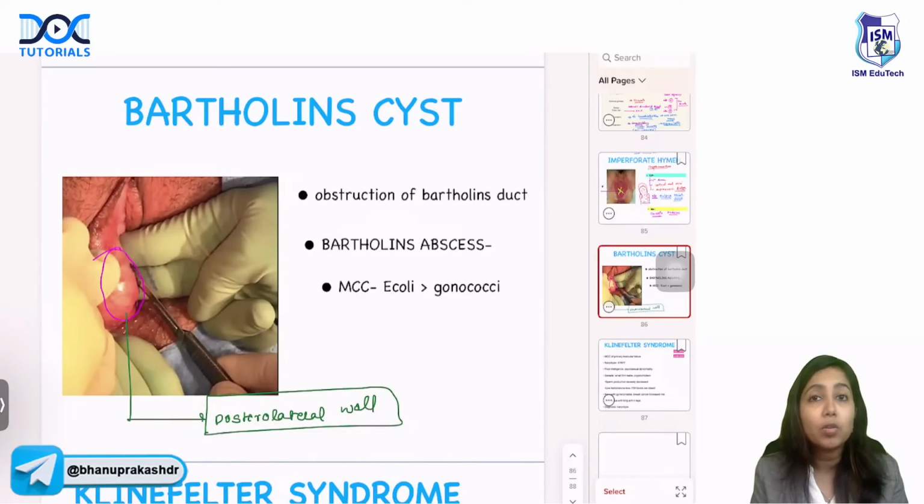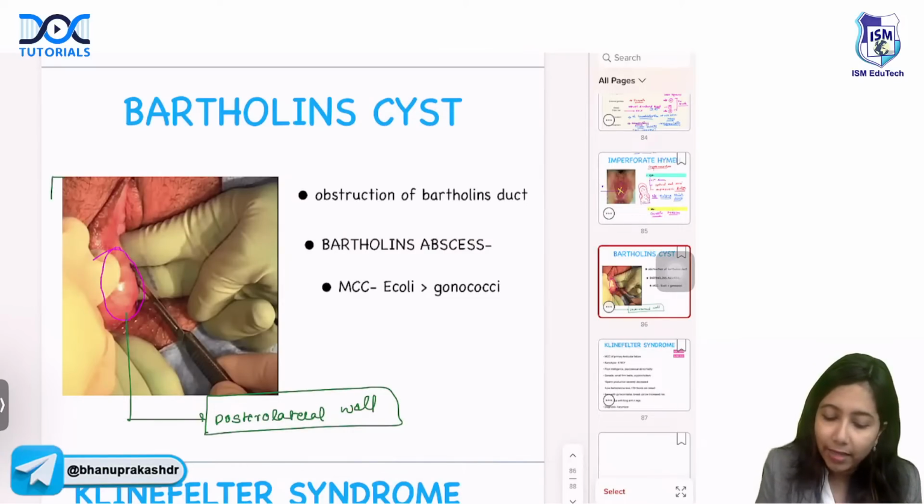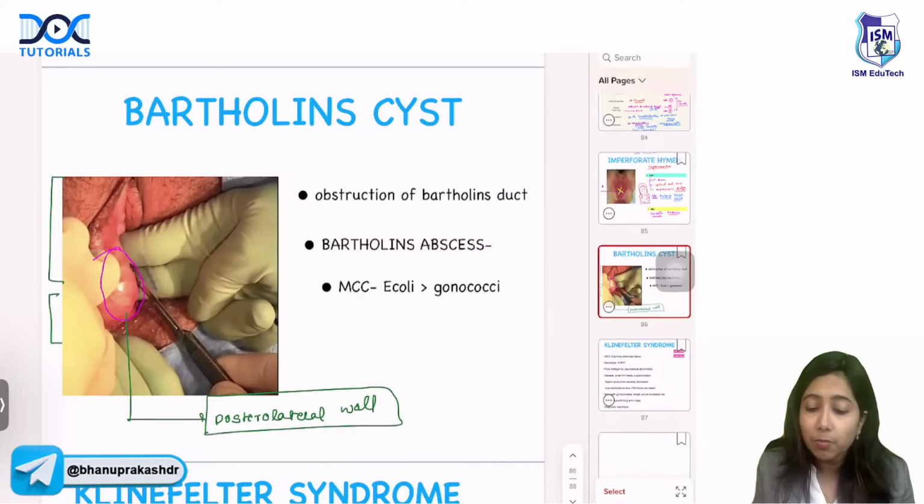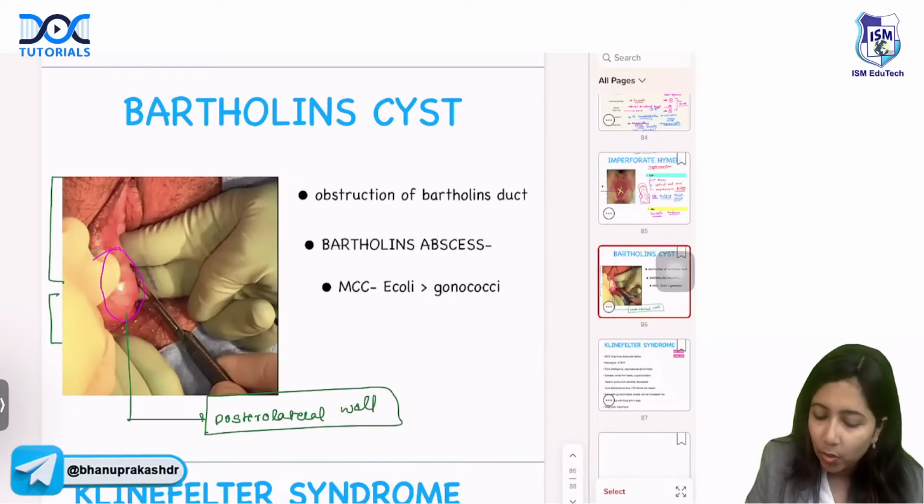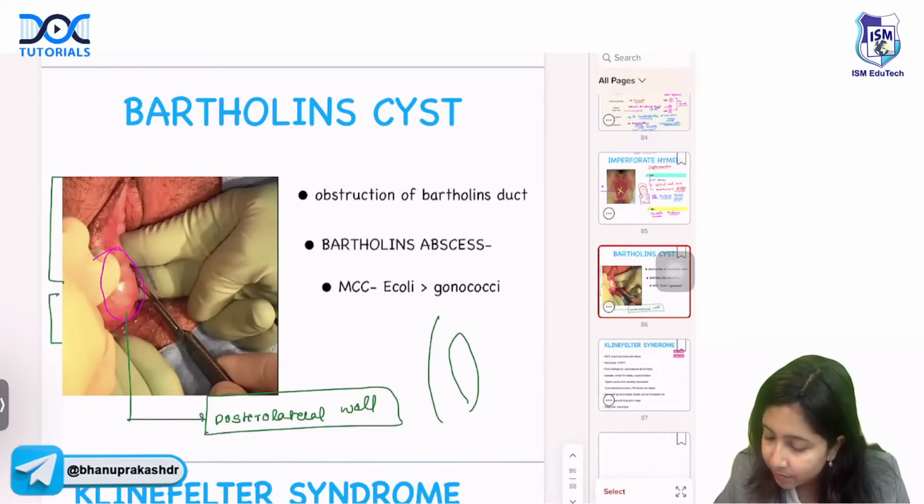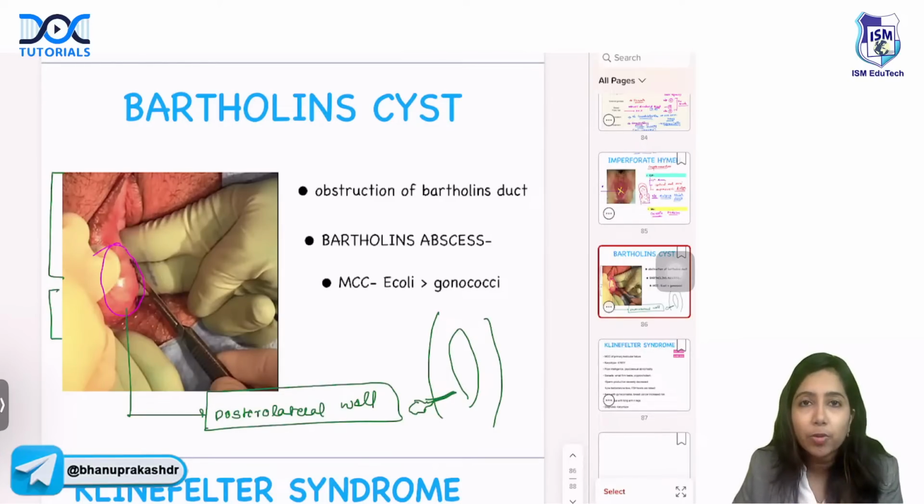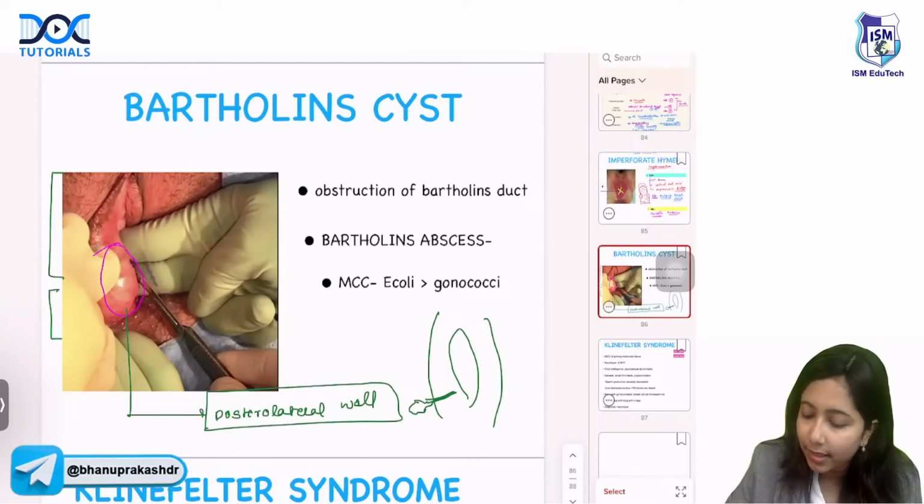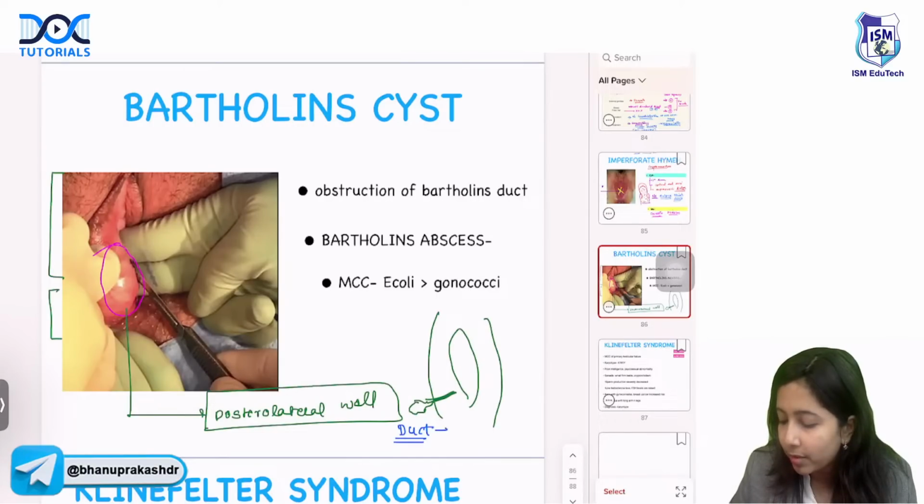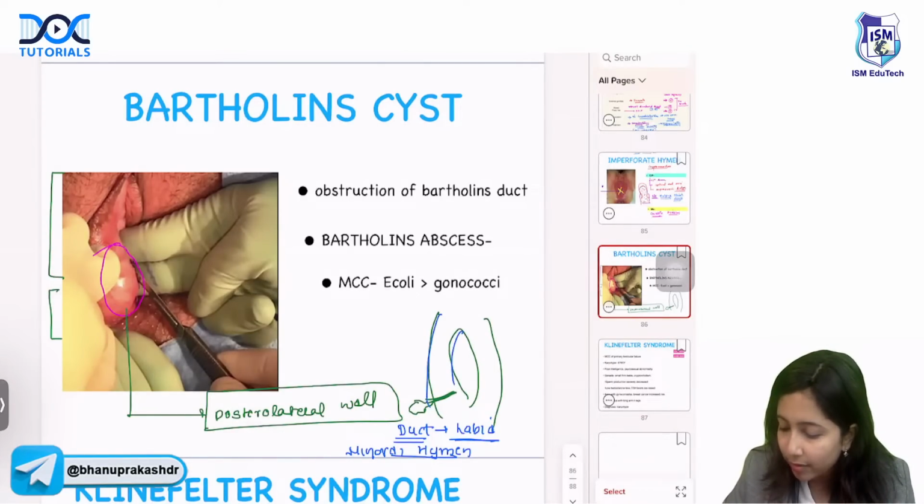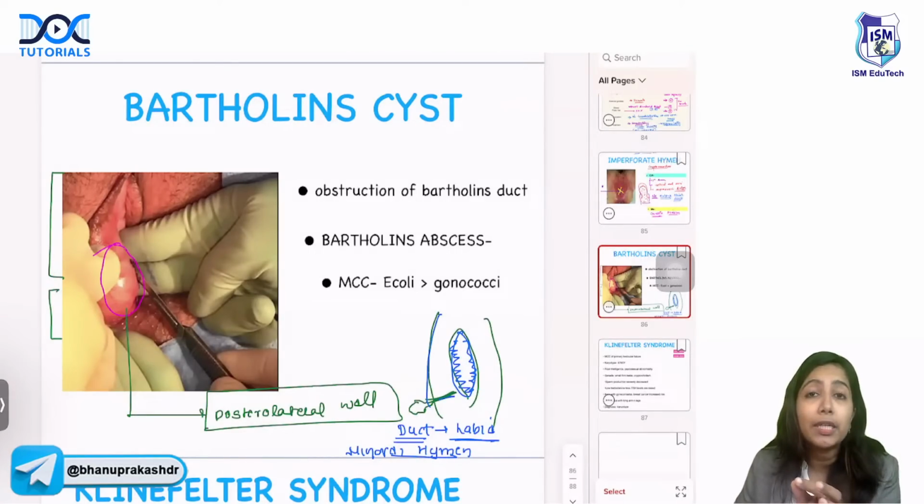You have a small Bartholin's gland, which is present at the junction of anterior 2/3 and posterior 1/3. This Bartholin gland has a duct which drains. If I draw a perineum here, this Bartholin's gland is present here, and it opens in between the labia minora and the hymen. This is the labia minora, you have the vaginal orifice, which has the hymen. Between the labia minora and the hymen, the Bartholin's duct drains.